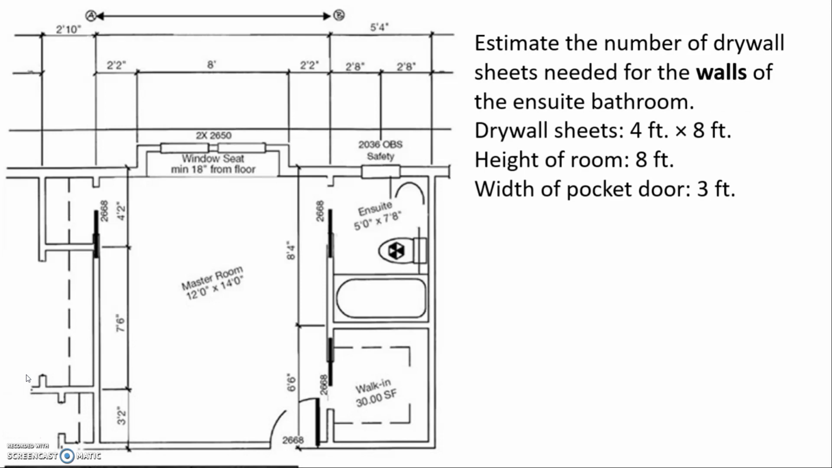For the same room, estimate the number of drywall sheets needed to drywall the walls of the ensuite bathroom. The drywall sheets being used are 4 by 8, the height of the room is 8 feet tall, and the pocket door that's shown in the diagram is 3 feet wide. Again, do your rough work on a piece of paper, pause the video while you're doing it, and then select your answer from the multiple choice options given on the screen.